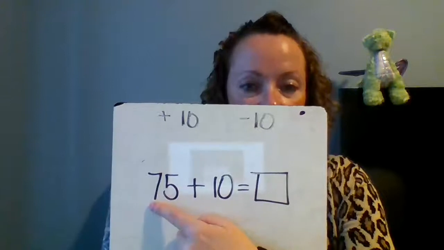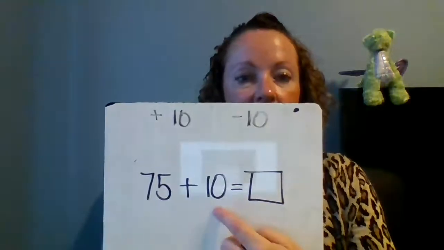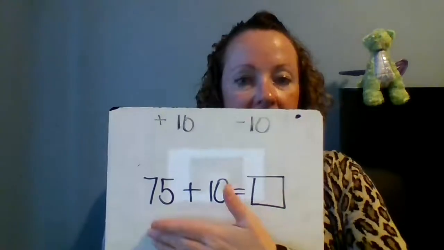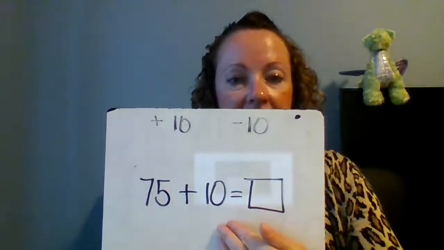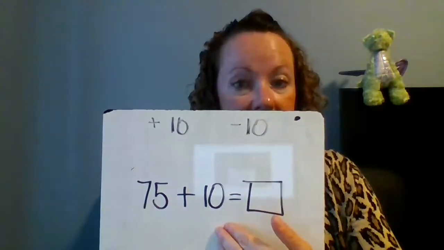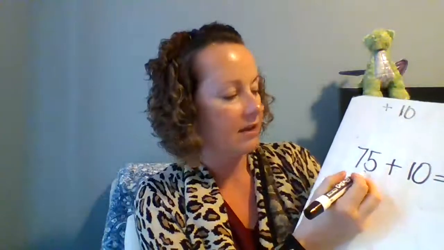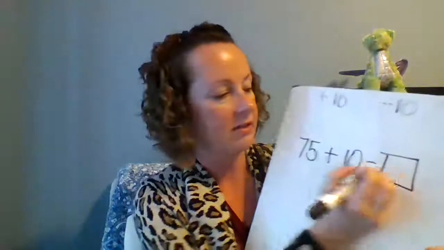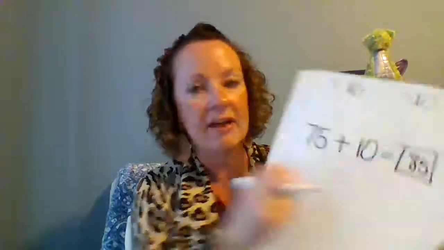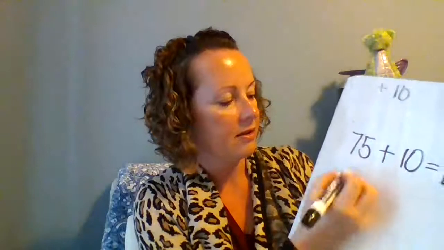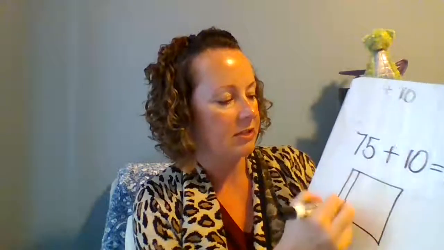Now, if you've got 7 sticks of 10 and you add one more stick of 10 to it, how many tens will you have? 7 plus 1 more is 8. So you have 8 sticks of 10. That's 80. And 5 ones is 85.